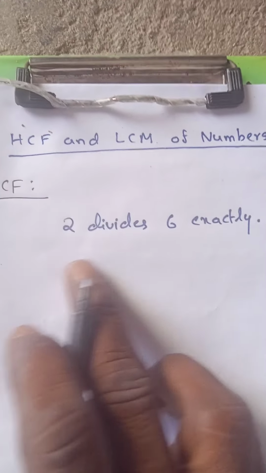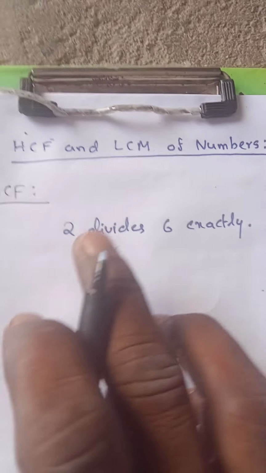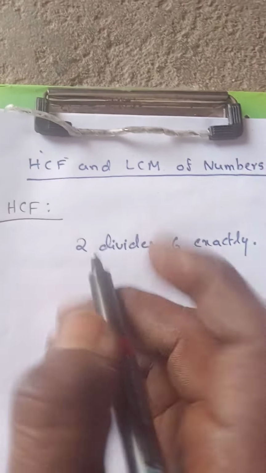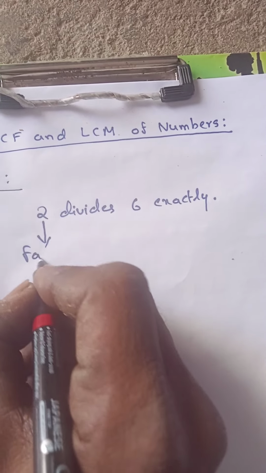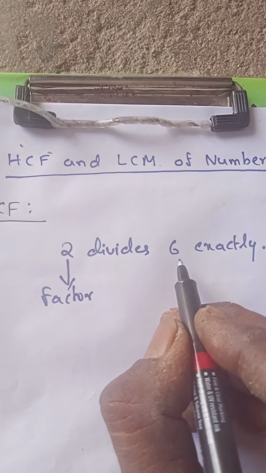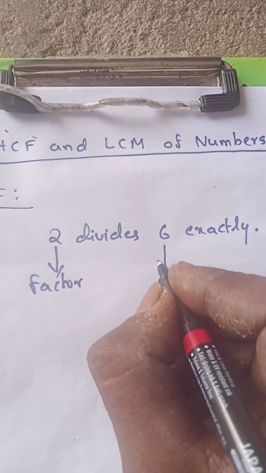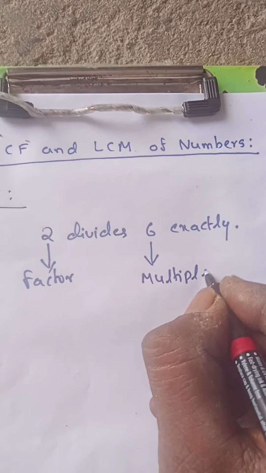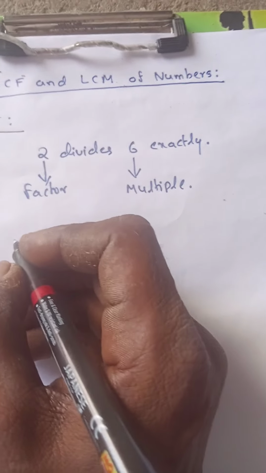So just consider this example very carefully. 2 divides 6 exactly. Everyone knows. So the first number divides the second number exactly. In this sense, we call this first number a factor of the second number, and 6 is one of the multiples of 2. 6 is a multiple.